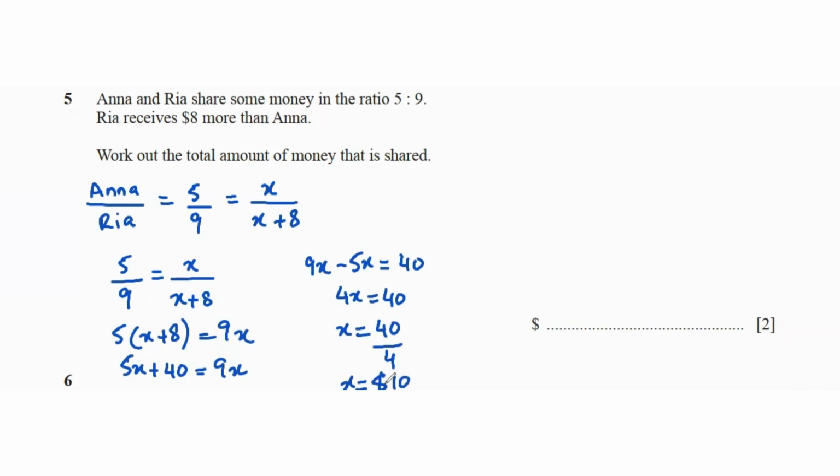So the total amount of money that is shared is going to be X plus X plus 8. That is 10 plus 10 plus 8. That is going to be $28.